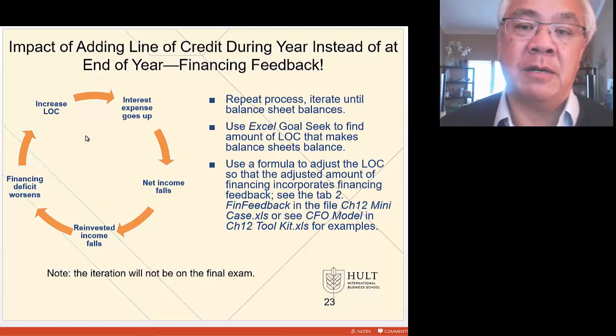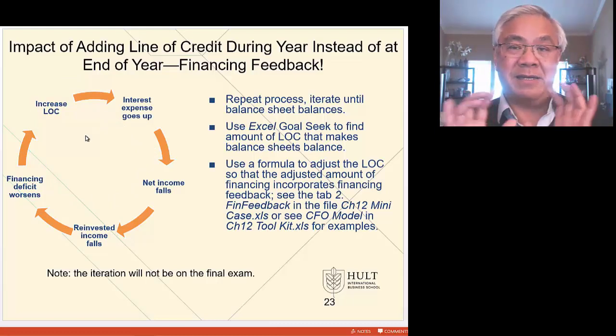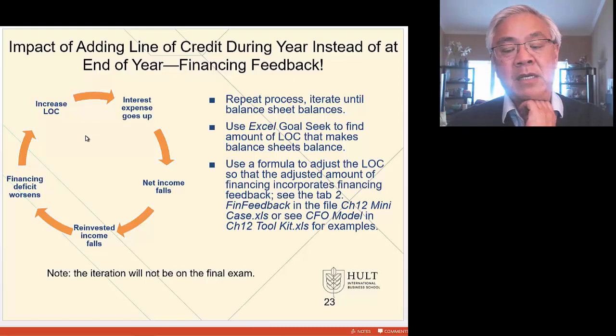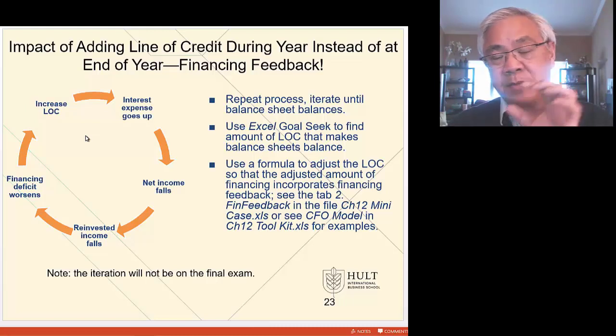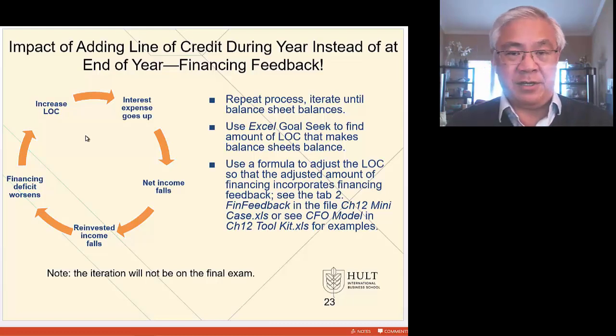In fact, when people try to program this in Excel, they get a circular reference error. So there is a way to do it through iteration. And eventually when you iterate, the difference gets smaller and smaller and smaller, and eventually you don't care. If you want to see an example of iteration, you can see this in the student downloads. It's in the toolkit.